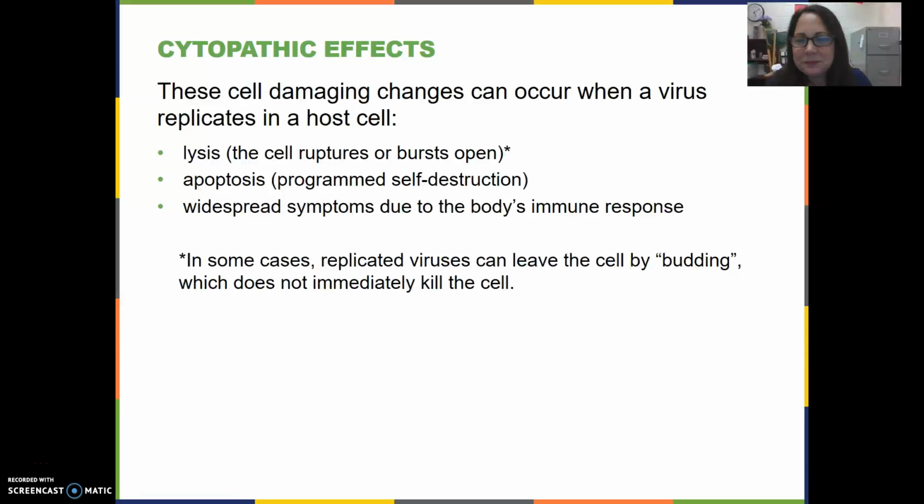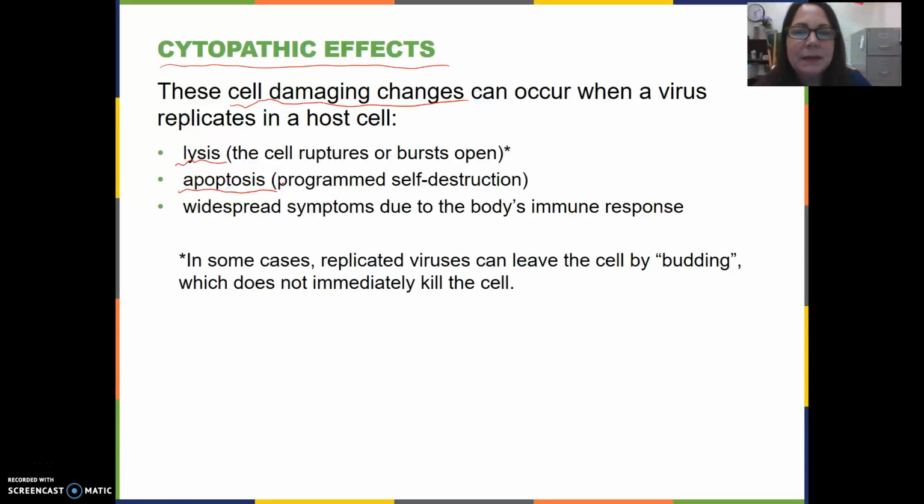Okay. So the effects of viruses on cells are called cytopathic effects. This is when cells are damaged because of the effect that the virus has on the cell. Sometimes cells are damaged to the point that they're destroyed, when the virus replicates inside cells, when there are so many viruses that replicate, when they burst through the plasma membrane of the cell, it causes the cell to rupture or lyse. And sometimes viruses cause apoptosis or programmed self-destruction of the cell.